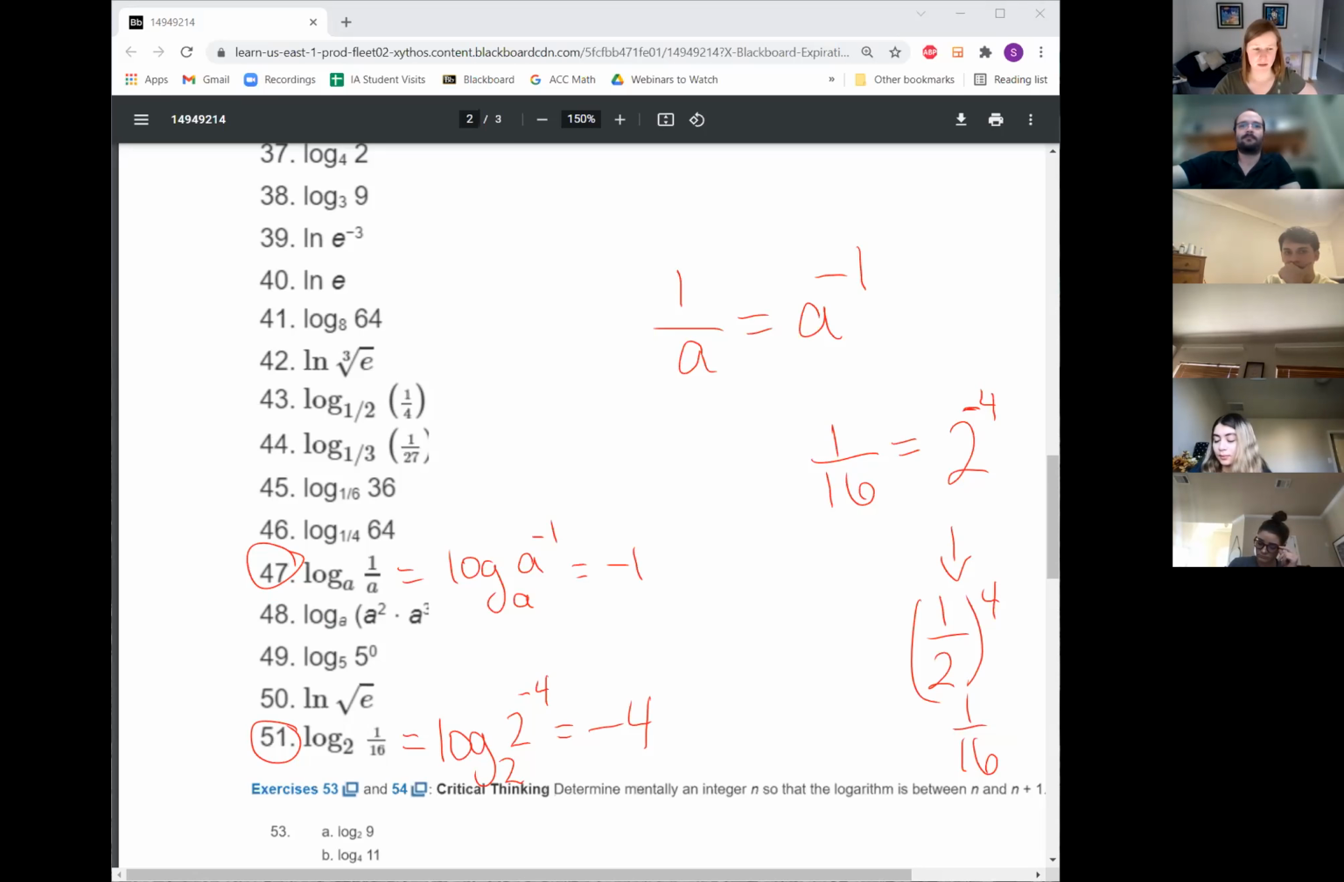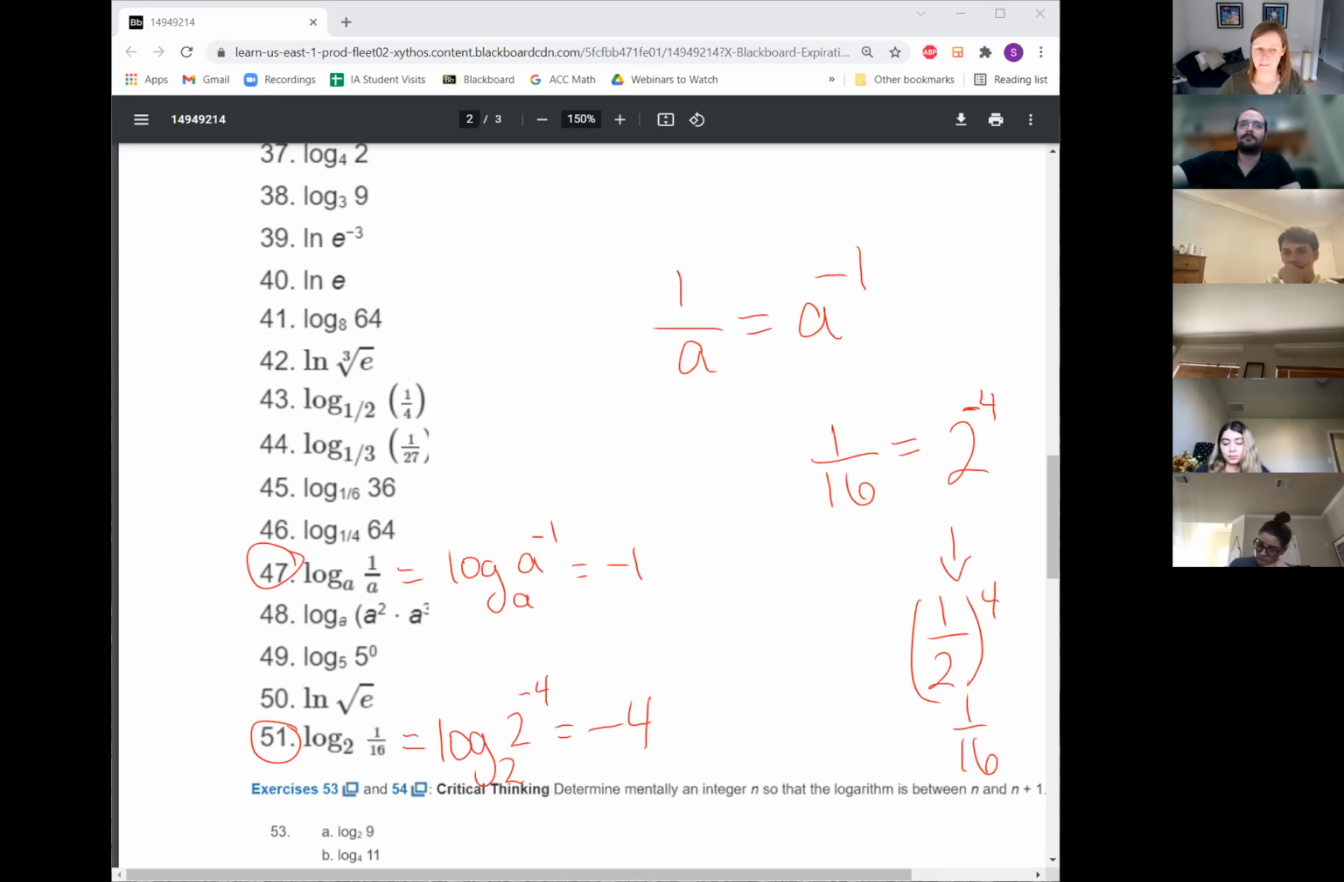Any questions on that one? If you struggled with that one, go back and do like 45, 43. Go back and do some of these other problems that have the fractions and have different bases. You gotta practice, practice, practice.